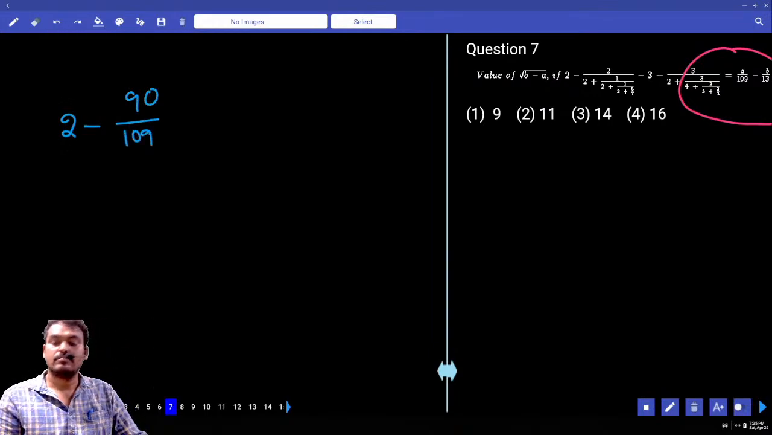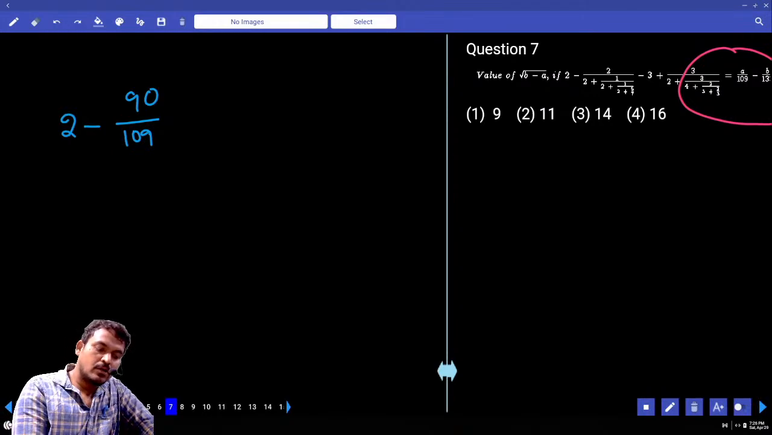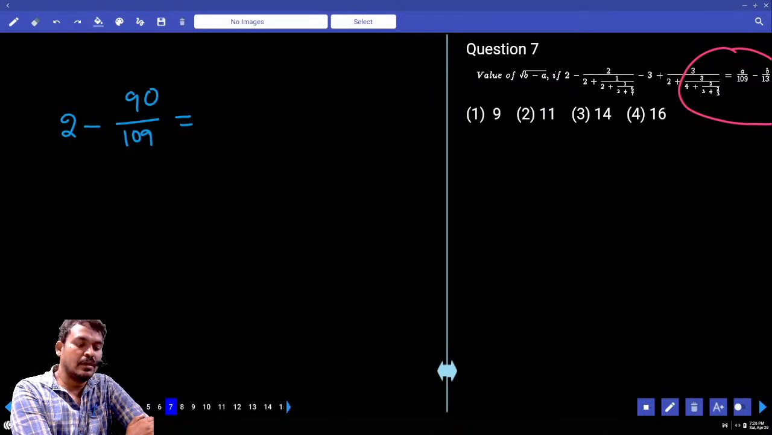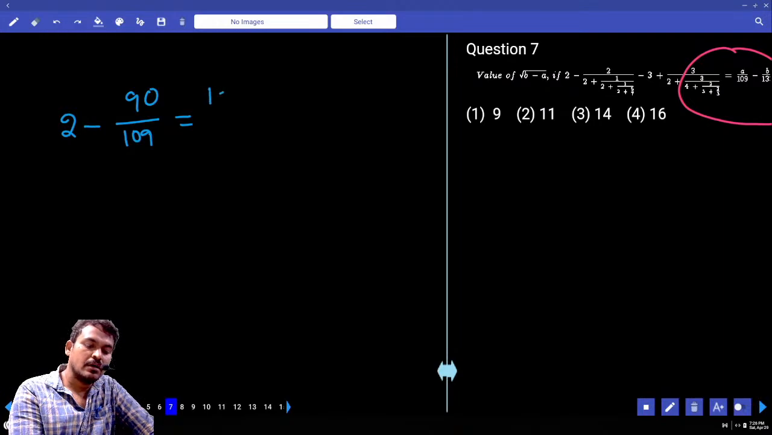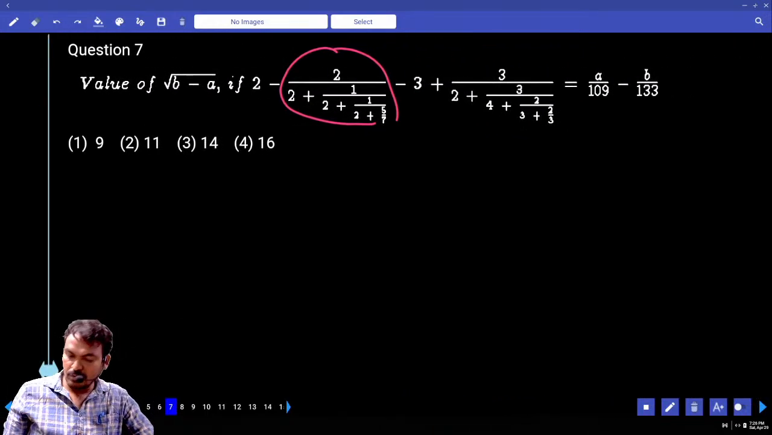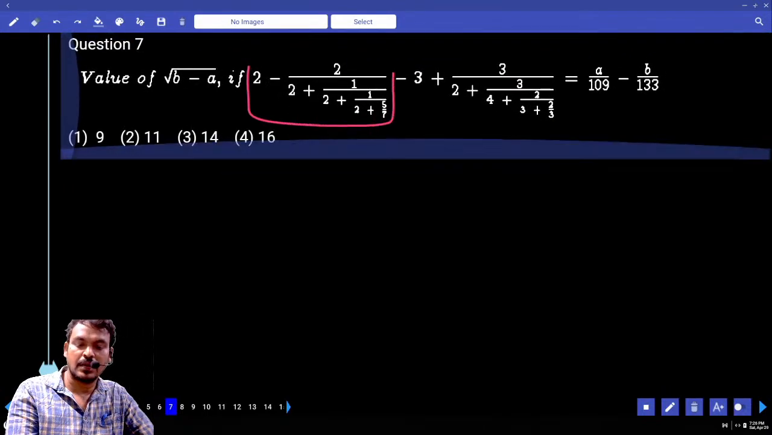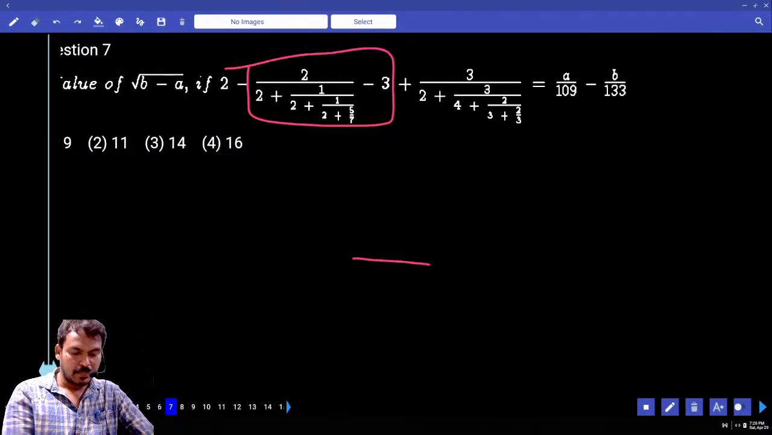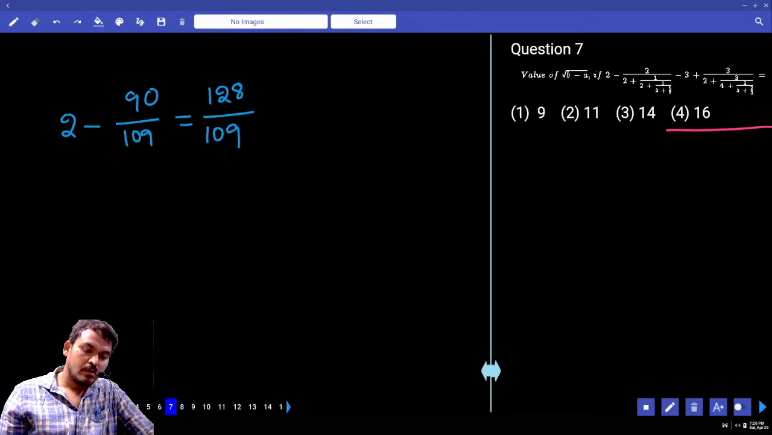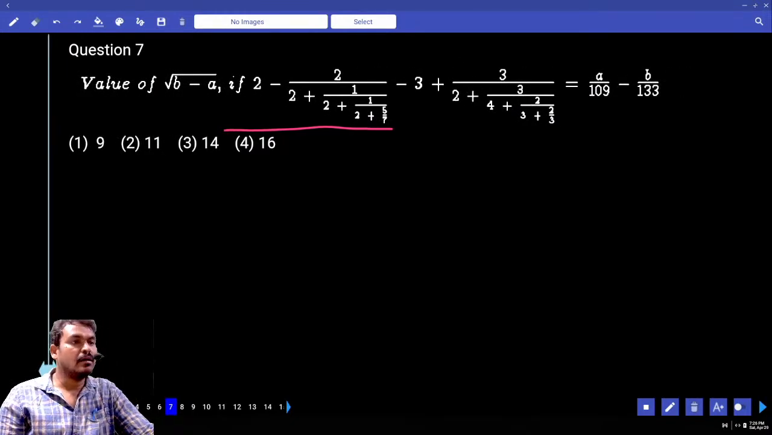Okay. Next, 2 minus 90 by 109 means 109 times 2 is 218, minus 90, 128 by how much value? 109. Means up to this term, we are getting 128 by 109. Next, again we need to identify this value.